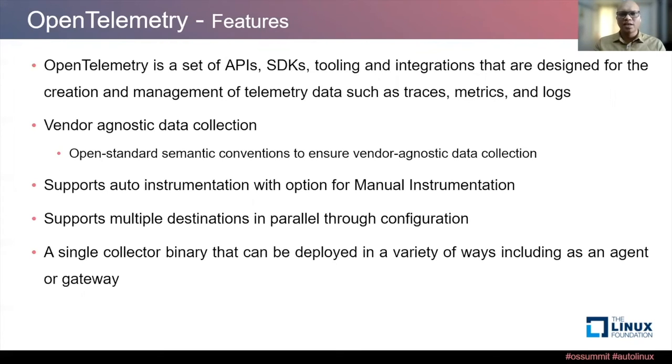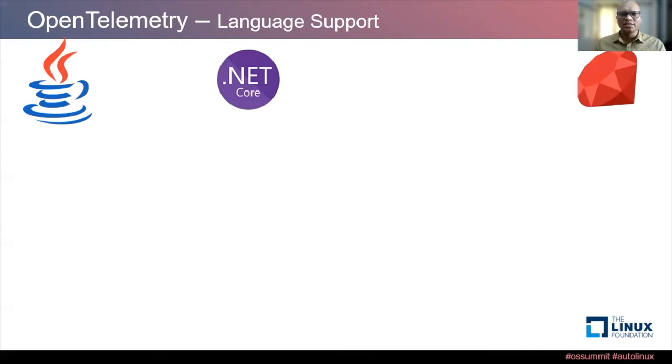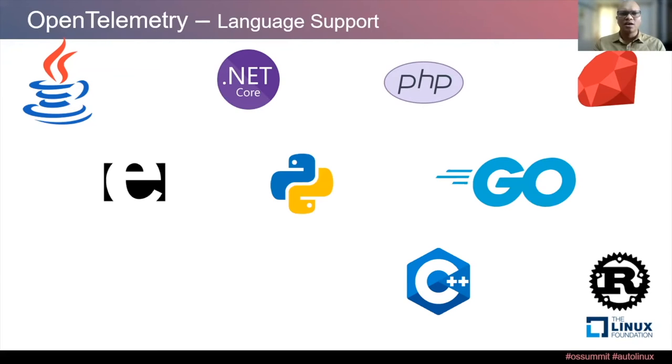Now let's look at the language support for OpenTelemetry. OpenTelemetry supports .NET, Java, the majority of popular languages, right? So Java, .NET Core, Ruby. It also supports PHP, C++, and Rust, then Erlang, Python, Go, and it also supports Swift. The other part is it also supports client-side applications, so it supports JavaScript. So if your application is using JavaScript, you can also implement observability in your JavaScript application as well, if you add an OpenTelemetry reference to your application.